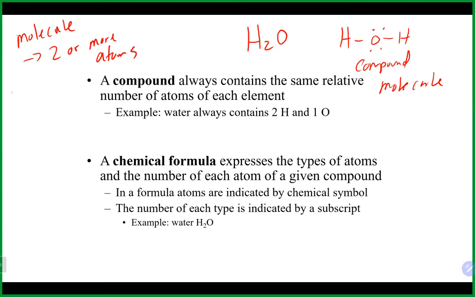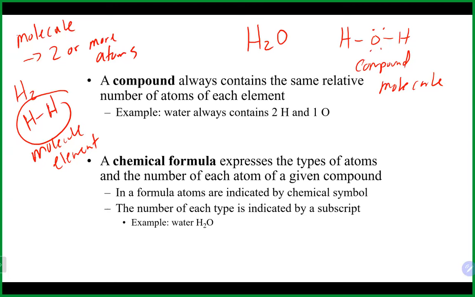If you had something like H2 just by itself, it would be 2 atoms together, which would make it a molecule, and it would make it an element, as there are only atoms of hydrogen present in that particular case.